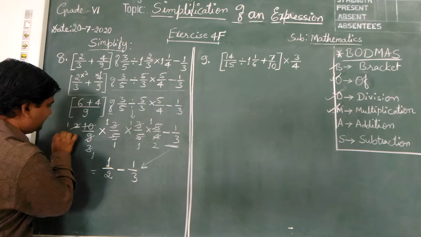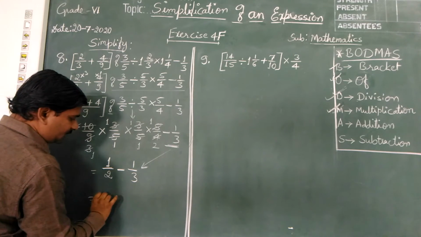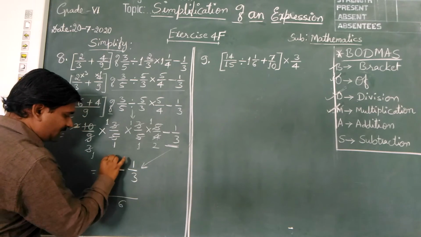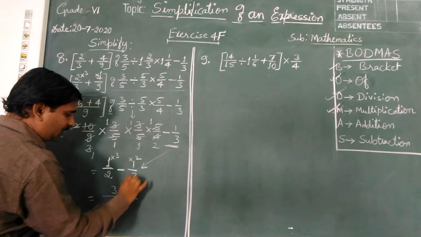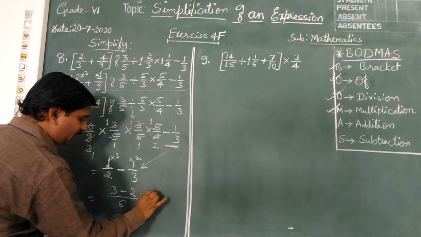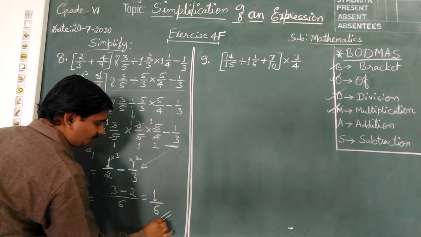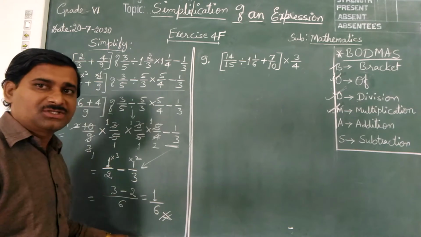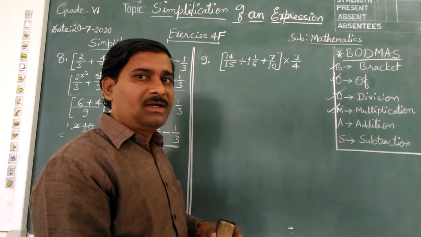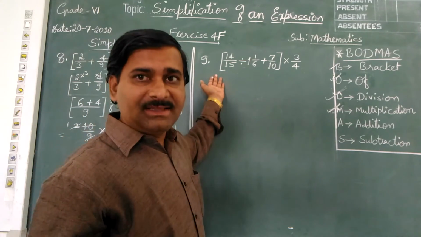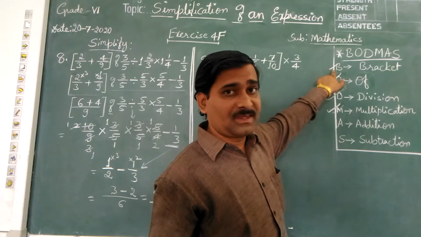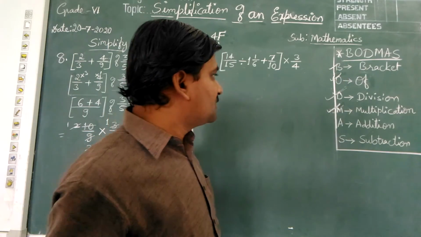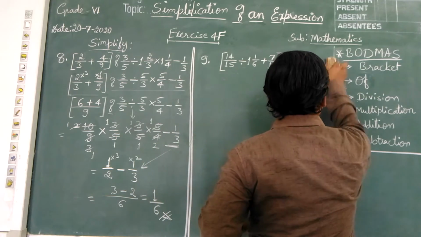So take the LCM. The LCM of 2 and 3 is 6. 2 3s are 6, 3 2s are 6, 1 3s are 3, 1 2s are 2. So 3 minus 2 is 1 divided by 6, which is the solution for this expression. Okay. Let me start with this ninth solution, children. I should go with the bracket first. First is the bracket, so I will go with the bracket first.